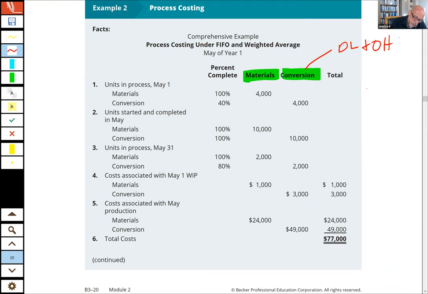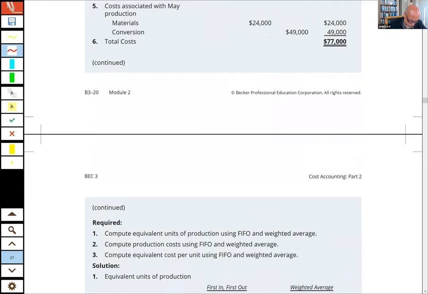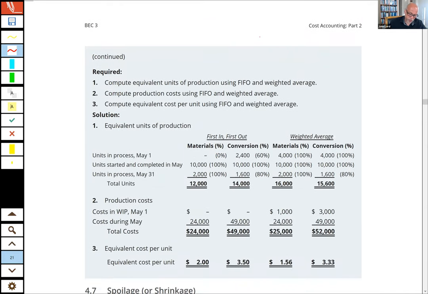Okay. Now, they give us this information here, guys, and I'm going to focus on the conversion cost part of this because the materials cost part isn't very interesting because in this example, they put all the materials in at the beginning of the process. And so there is really no materials in progress at the end of the year. So it kind of messes up the example, okay? So let's just focus, if you don't mind, on the conversion cost, okay? We're gonna do FIFO and we're going to do weighted average, but I'm gonna focus right here, guys, on the conversion cost.